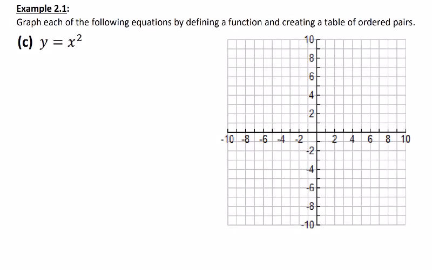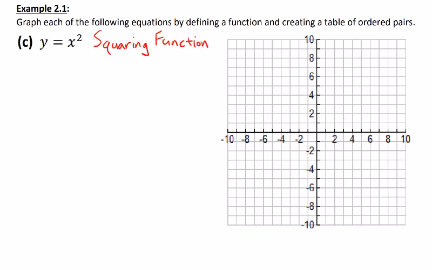Example 2.1c looks at the equation y equals x squared, and we can see from the right side of the equation that x is being squared. So whatever number you pick, you will be squaring it. The name is based off of that operation. This is known as a squaring function.